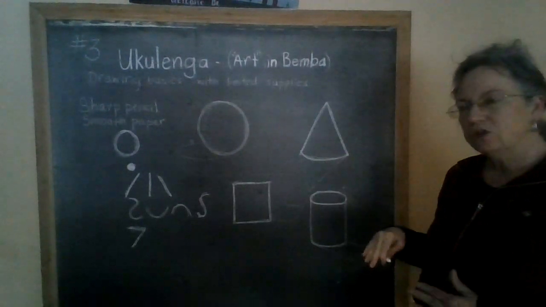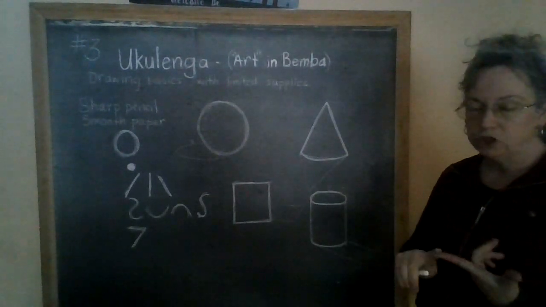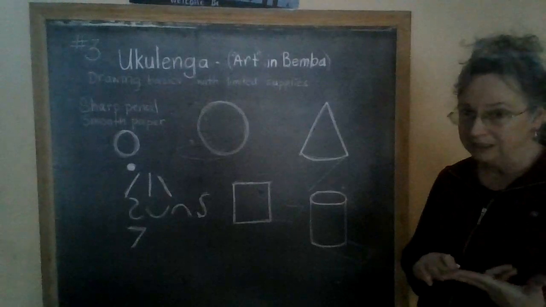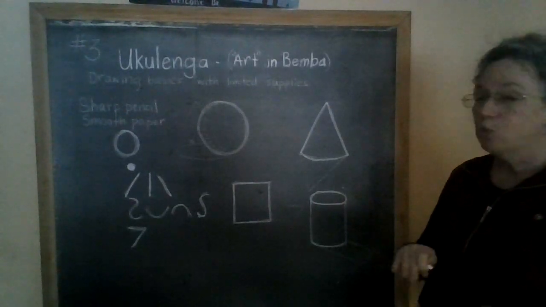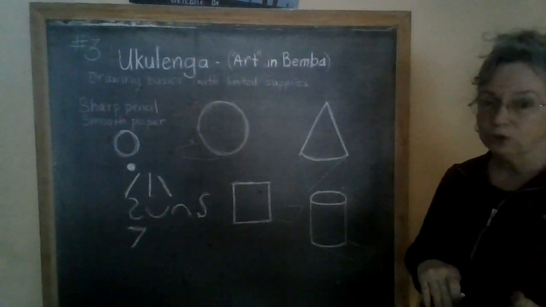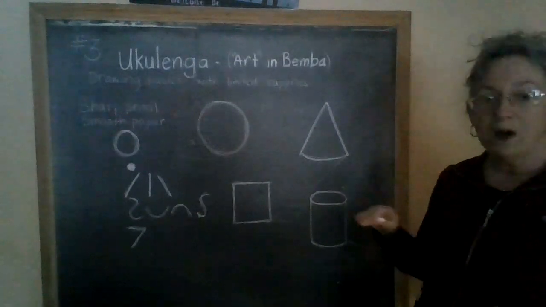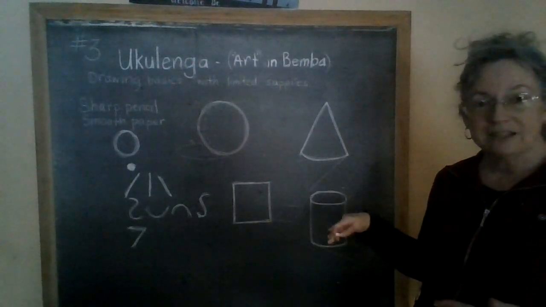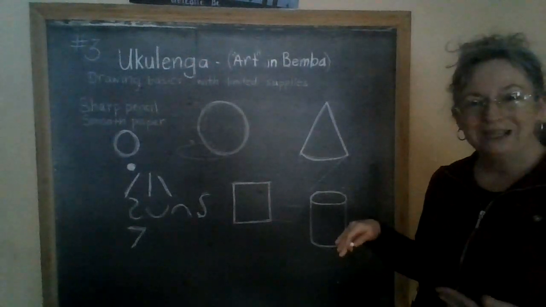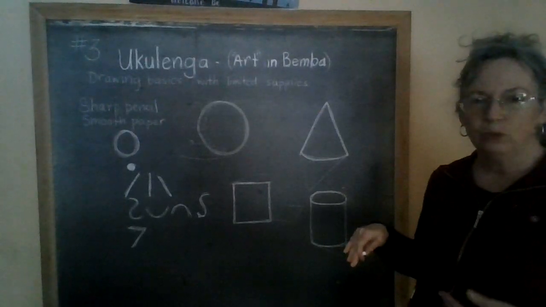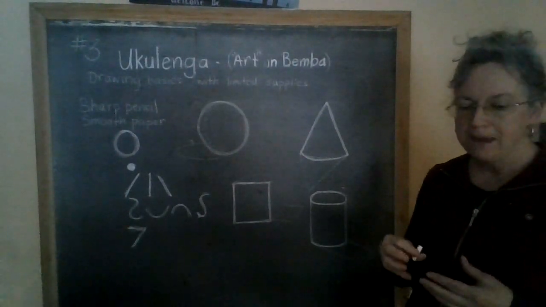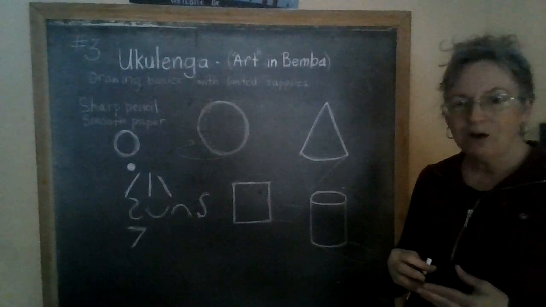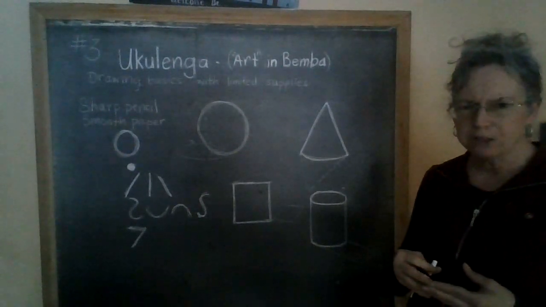We are going to learn the difference between a 2D shape and a 3D shape. What we did in Lesson 2 were 2D. What we are doing in Lesson 3 is 3D shapes. We are going to make form out of these 2D shapes.